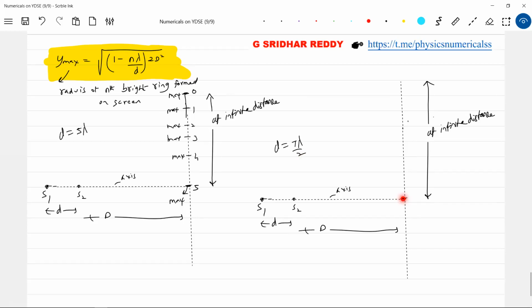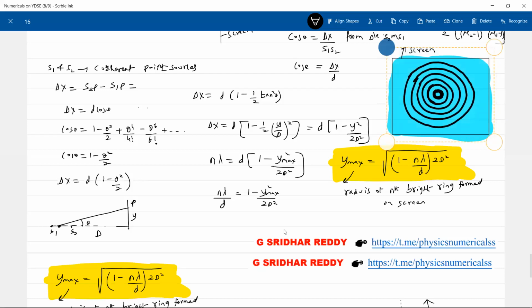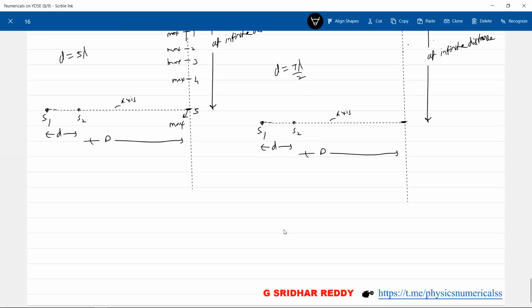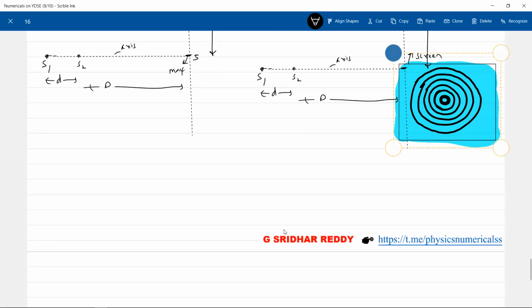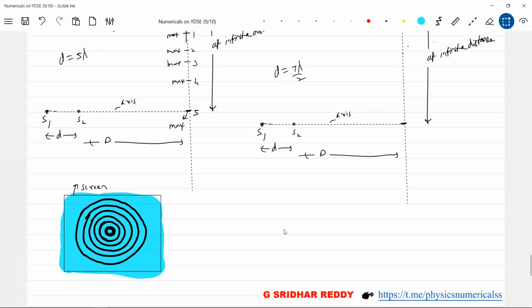Now, instead of a bright spot, how will the pattern start? With a dark spot. First a dark spot, then alternate bright and dark rings will come. So definitely the pattern in both cases will have some difference. Rings only will be formed. Let me paste that pattern. These are very important; a student has to analyze here. There's no other way. At the center, a dark spot will be noticed.